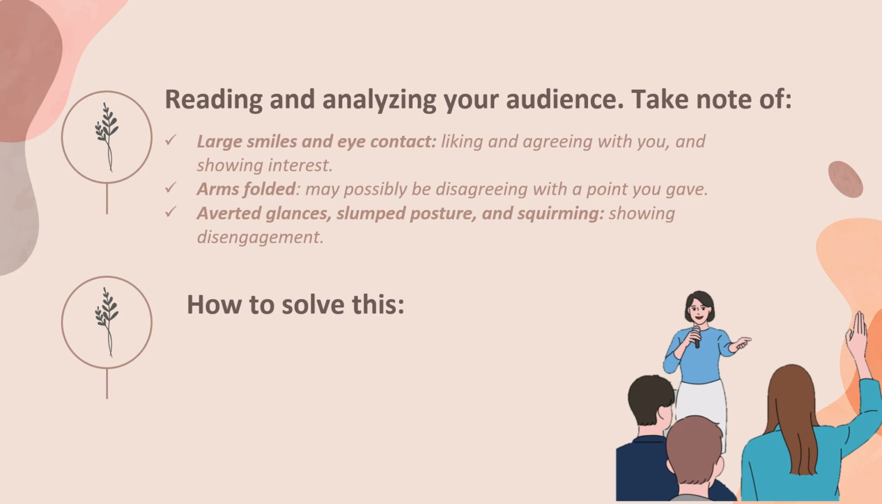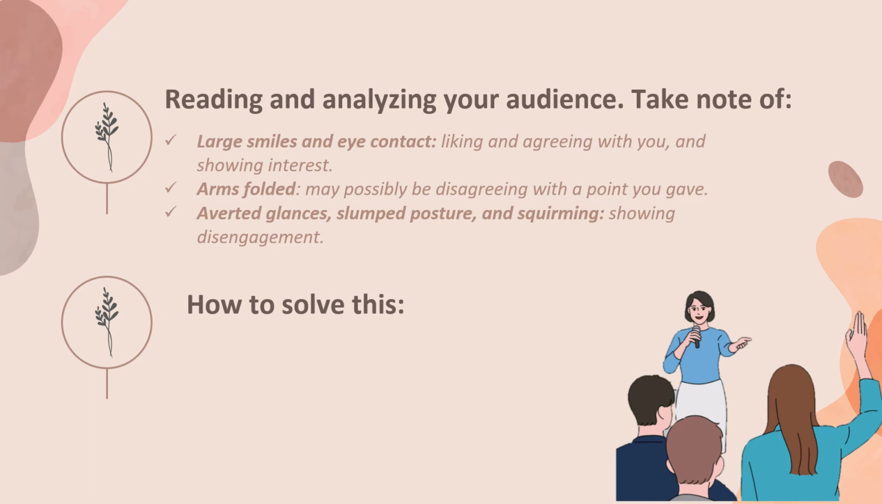2, folded arms. When their arms are folded, this may possibly be disagreement, or they are disagreeing with the point that you gave. It could be a frown, it could be a reaction, different negative reactions.